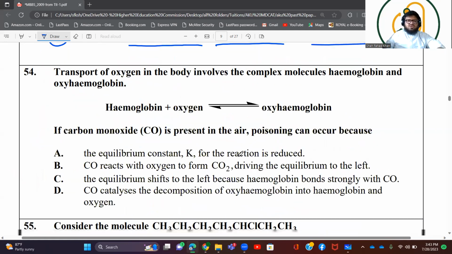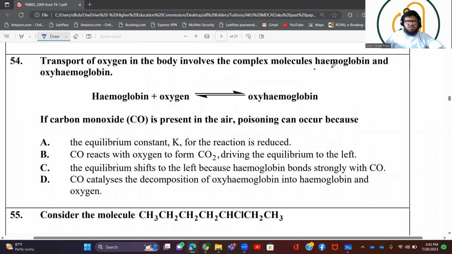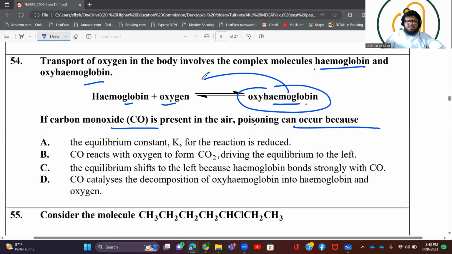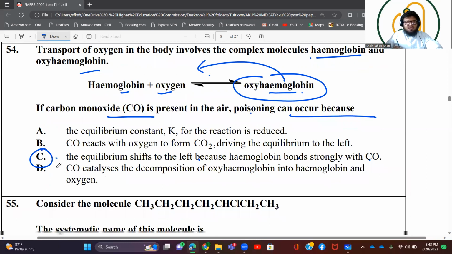54. Transport of oxygen in the blood involves complex molecules like hemoglobin and oxyhemoglobin combining with oxygen. If carbon monoxide is present, what happens? Poisoning happens. Carbon monoxide has a greater affinity for hemoglobin than oxygen, so it is going to combine with hemoglobin and displace the oxygen. So the only answer is that equilibrium shifts to the left because hemoglobin binds strongly with carbon monoxide, option C.